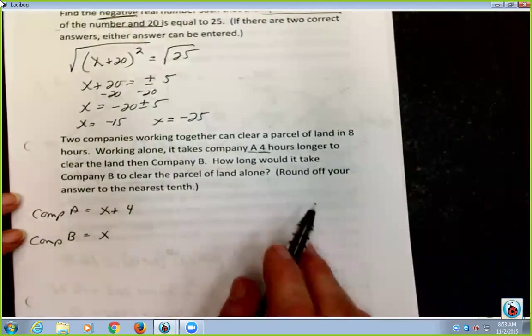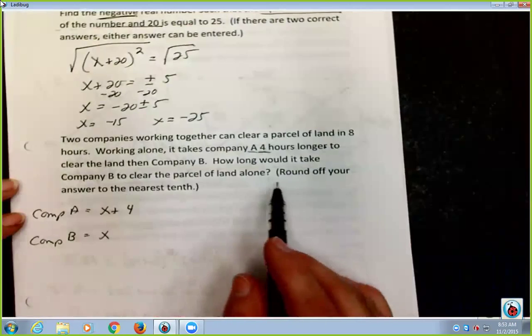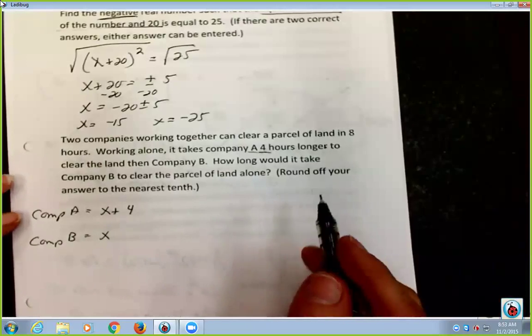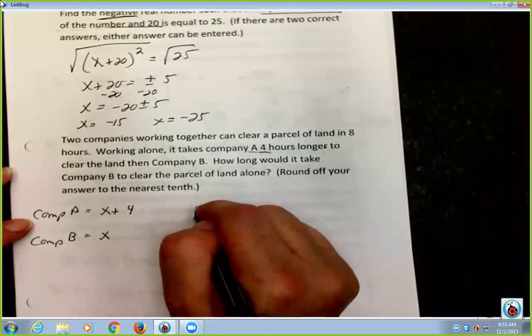How long would it take company B to clear the parcel of land alone? Round your answers to the nearest tenth. So he wants to be getting some decimals in here. So to set this one up, this goes way back to, I can't remember which chapter it was, but we had work problems somewhere along the line.